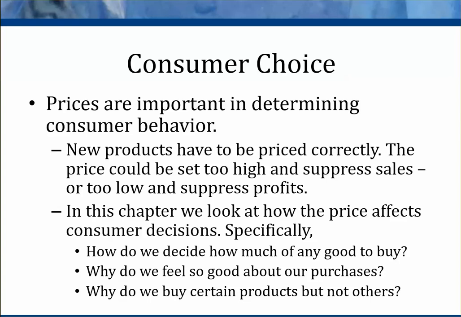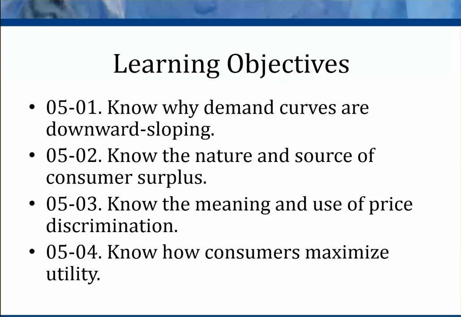In this chapter, we look at how the price affects consumer decisions, especially from three different aspects. First, how do we decide how much of any good to buy? Second, why do we feel so good about our purchase? And third, why do we buy certain products but not others? Generally speaking, we want to learn how the price affects our choice.